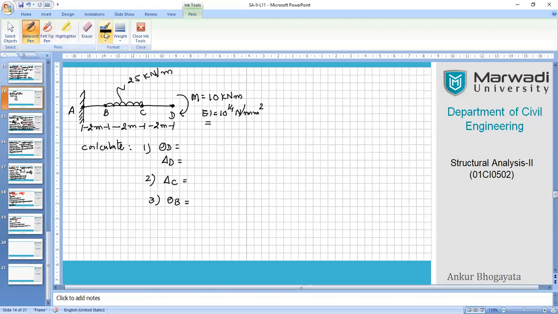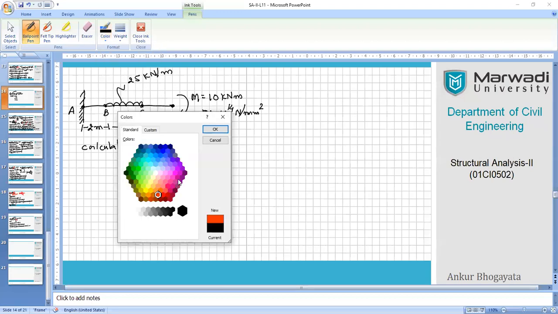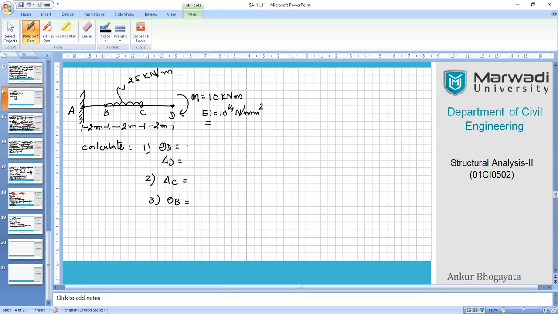So all of you, other students, can get a reference of her answer, and you can also compare your answers over here. Yes, quickly. Theta D? Sir, it is 0.003 radian. 0.003 radian. Very good. And 11.5 mm. 11.5 mm. Excellent. Delta C, and 7.47 mm. 7.47 mm, and 0.0032 radian.